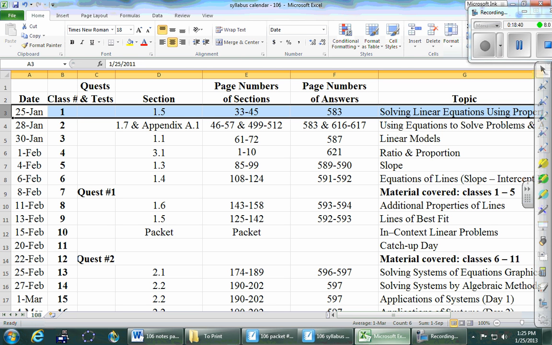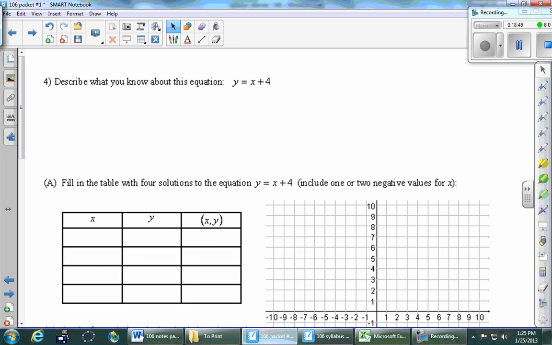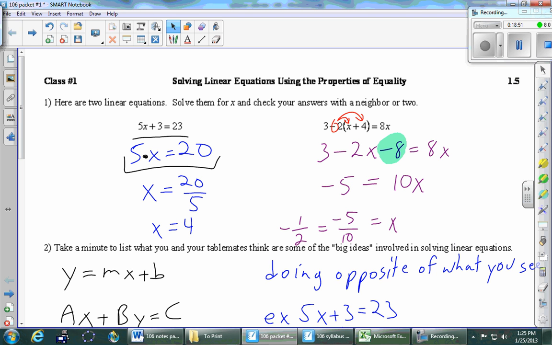Today is January 25th. Second column is the class number. This is class number 1. When we meet again on Monday, that'll be class number 2. Those numbers are referenced in the big packet. I think it's a really nice way to keep track of where we are and where we're headed.